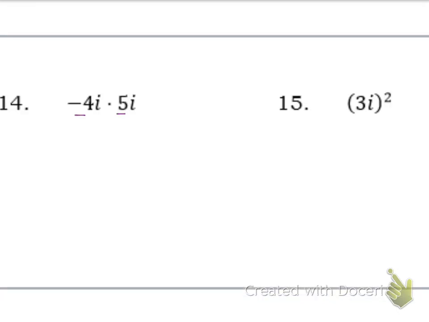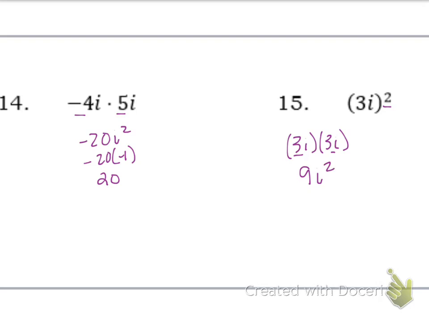Okay, multiply coefficients, I get -20. i times i is i squared. i squared represents -1, so I get a positive 20. The square means there's 2 of them. Multiply my coefficients to get 9. i times i is i squared, which becomes negative 1, so negative 9.